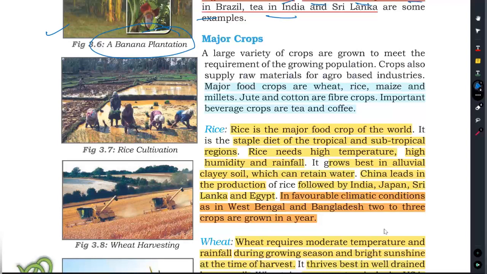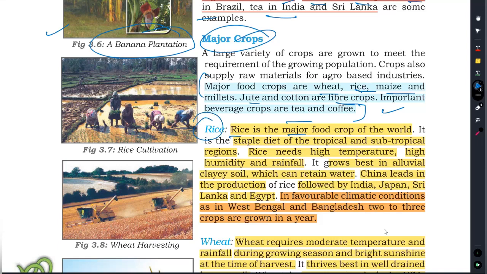Now let us learn some of the major crops. Major food crops are wheat, rice, maize and millets. Jute and cotton are fiber crops. Important beverage crops are tea and coffee. Now let us learn their characteristics, where they are grown, and what are the ideal conditions required for growth of these crops. Let us look at rice cultivation.